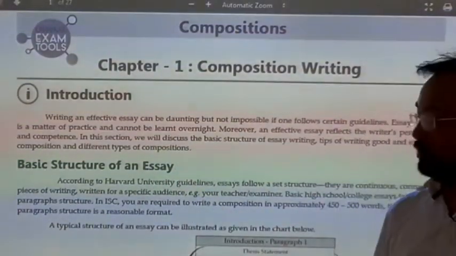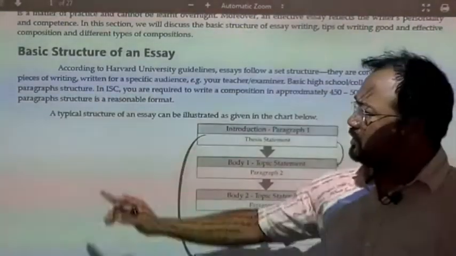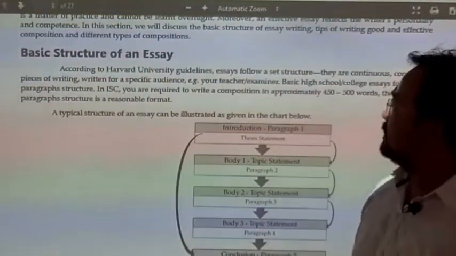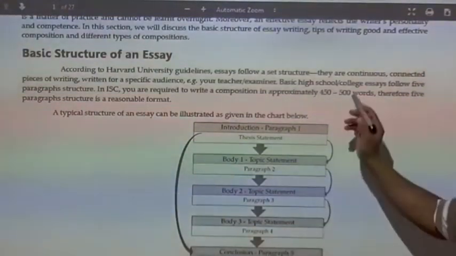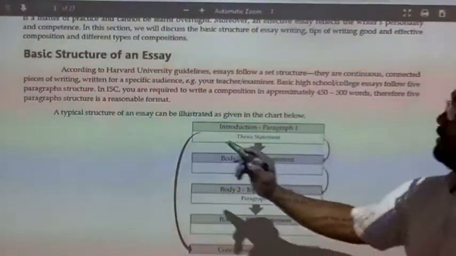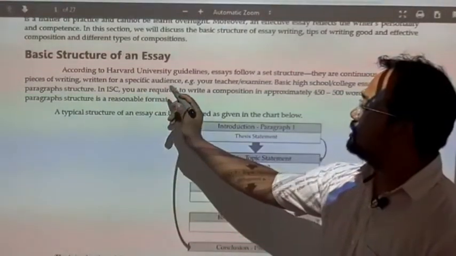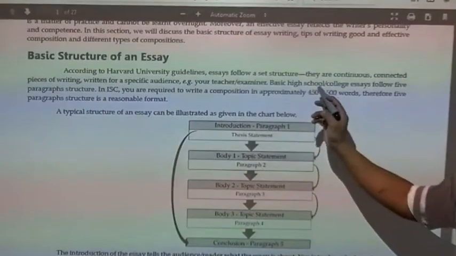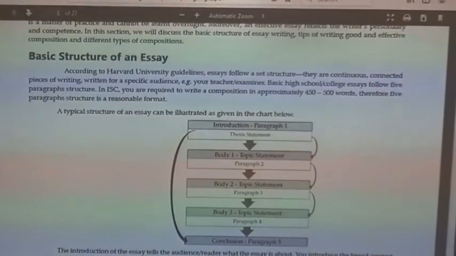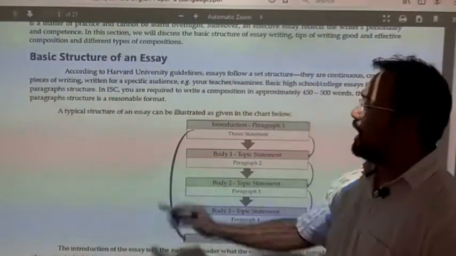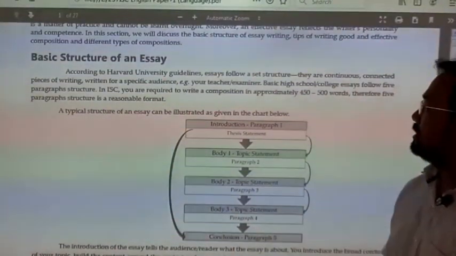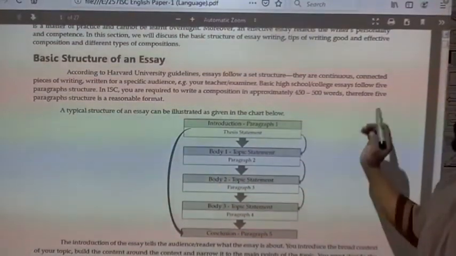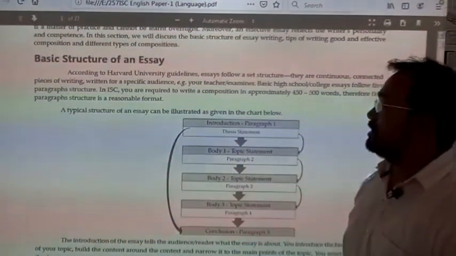different types of compositions. Alright, now you see the basic structure of an essay. According to Harvard University guidelines, an essay follows a set structure. They are continuous, connected pieces of writing written for a specific audience, for example, your teacher or examiner. Basic high school and college essays follow a 5-paragraph structure. In ISC, you are required to write a composition in approximately 450 to 500 words. Therefore, the 5-paragraph structure is a reasonable format.